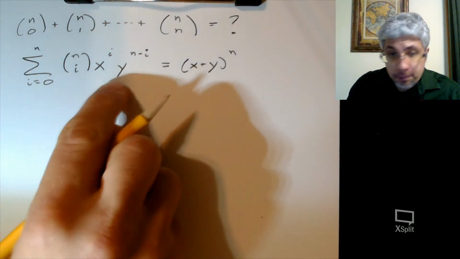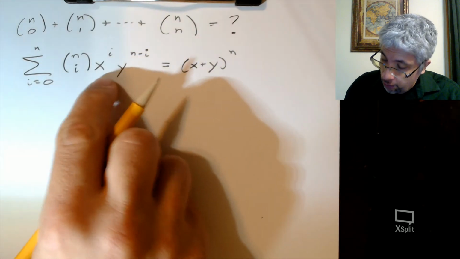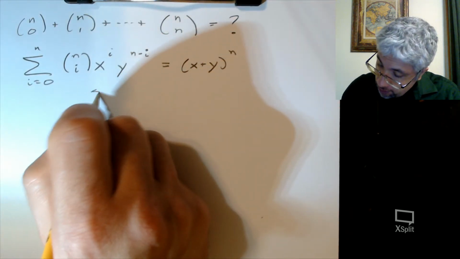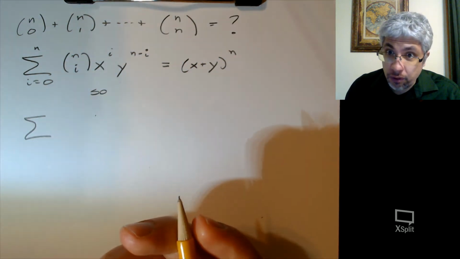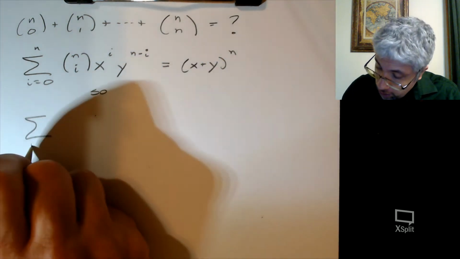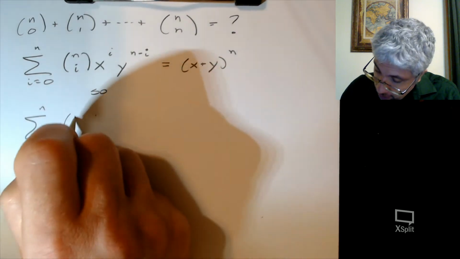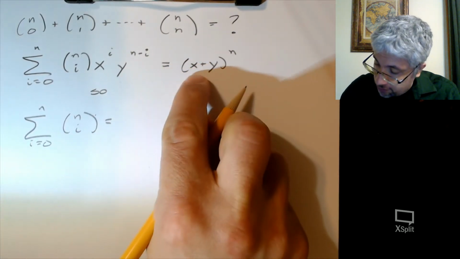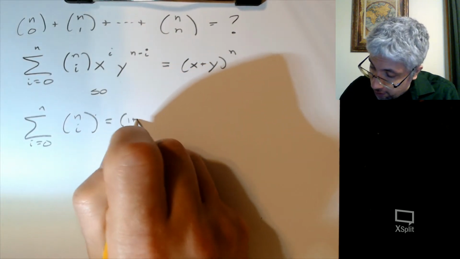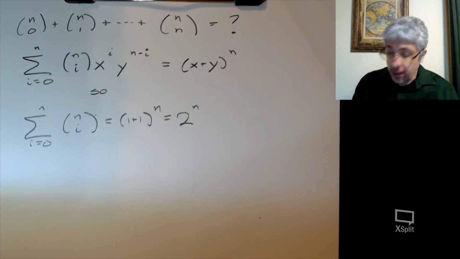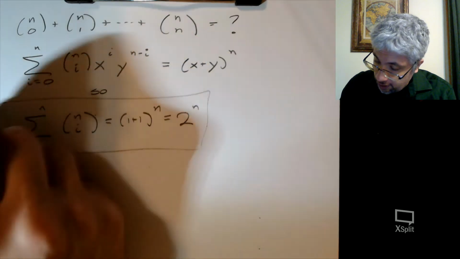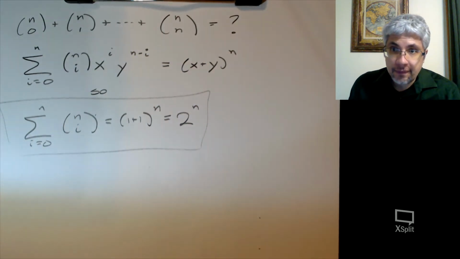Okay, so what happens if x and y are both 1? Well, this is true, so therefore it must be true for the case where x and y are 1, which would give me just an n choose i on the left, and on the right I get 1 plus 1 to the n, which is equal to 2 to the n. So that's another way of showing this identity, which is nice and easily done.